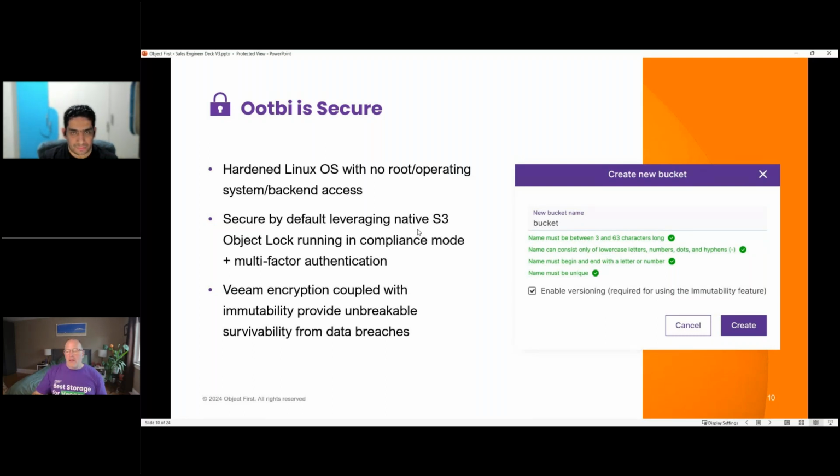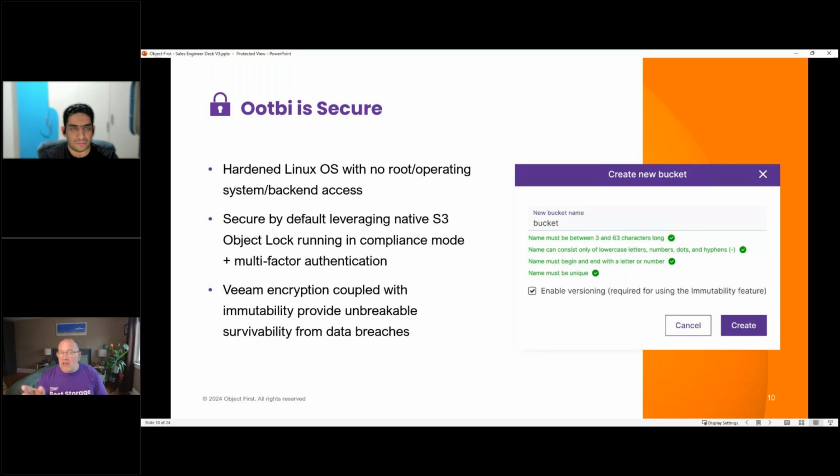Okay, now this is important. In object immutability, there are 2 modes. There's compliance mode and there's governance mode. And what is the difference? Compliance mode means that you cannot change or delete the backups. The administrator can't do it. Nobody can do it. The challenge there is you have to be careful when you're doing your sizing. You have to understand how much this is going to really be, and we have Object First sales engineers who can help our customers determine that. Because if you make a mistake, you're going to fill up your S3 very quickly. Governance mode allows a super user to actually delete data.